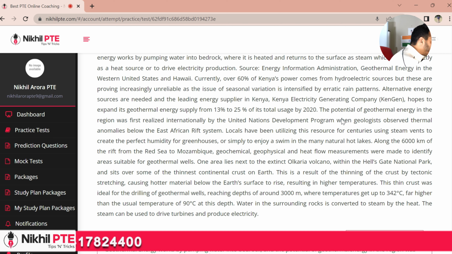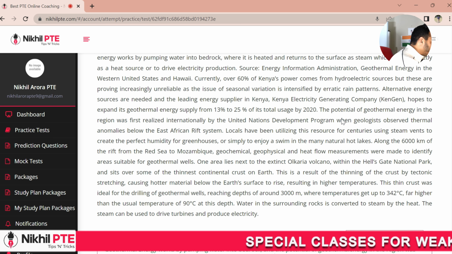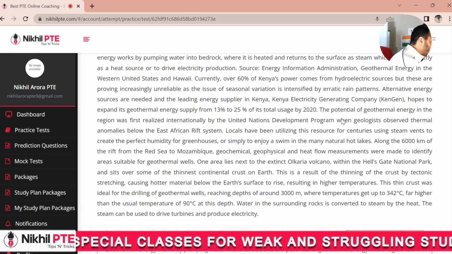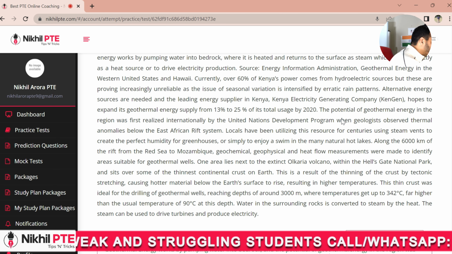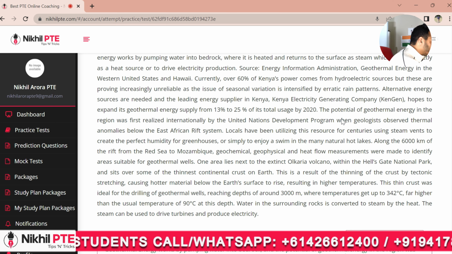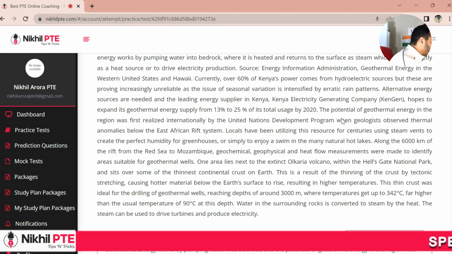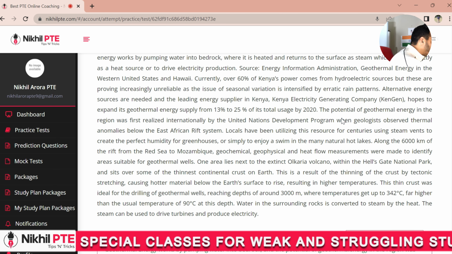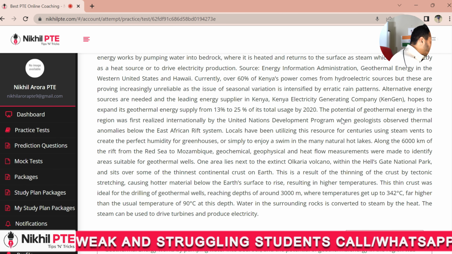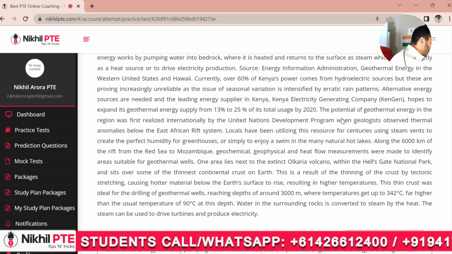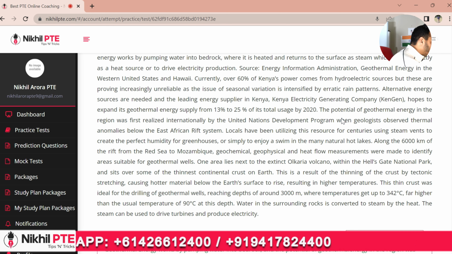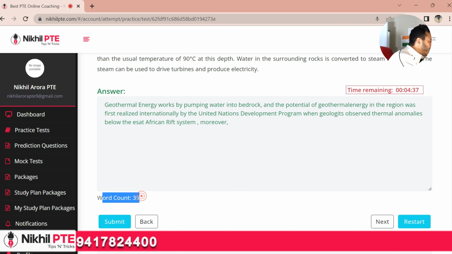United, U capital, Nations, exactly, Development Programme. When geologists observed thermal anomalies below the East African rift, S is small, system, comma, moreover. So you will get the word count here in the real exam as well.